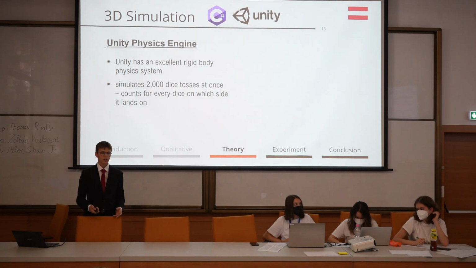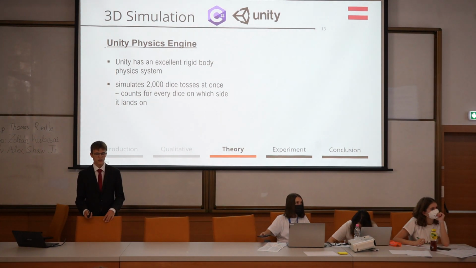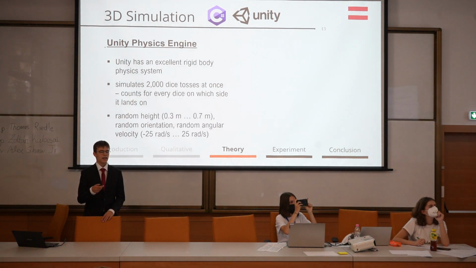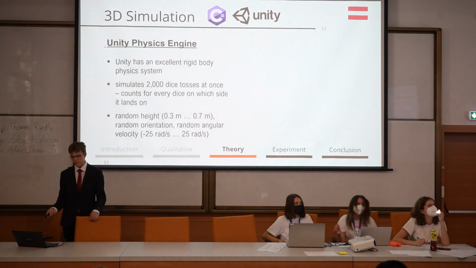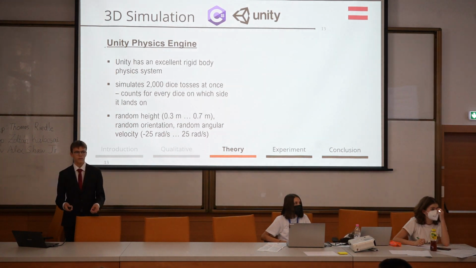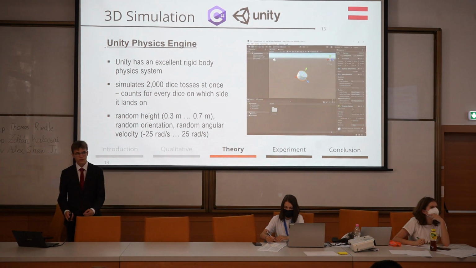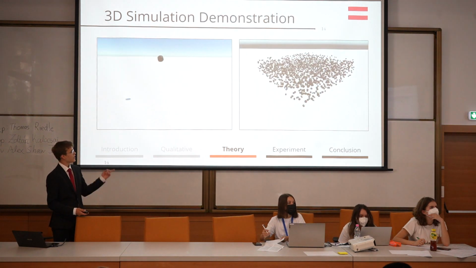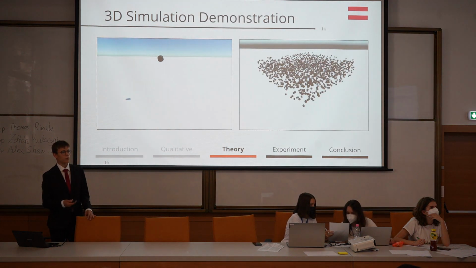And the simulation works by simulating 2,000 dice tosses at once, and it counts for every dice on which side it landed. And we defined a toss as a random height between 0.3 and 0.7 meters, a random orientation, and a random angular velocity between -25 and 25 radians per second. So this is Unity, a great physics engine.